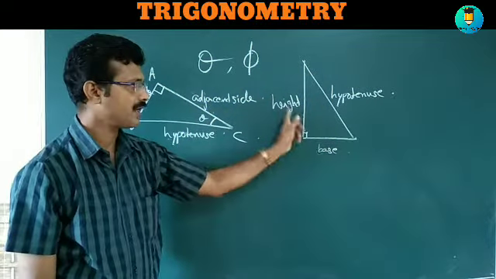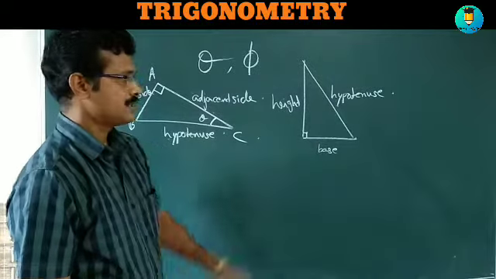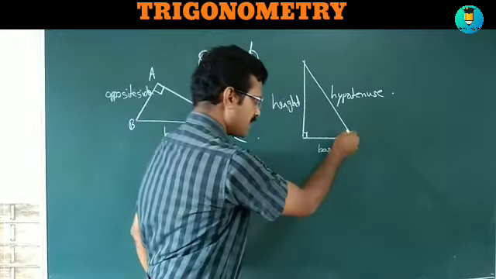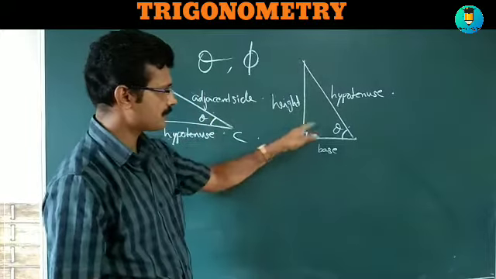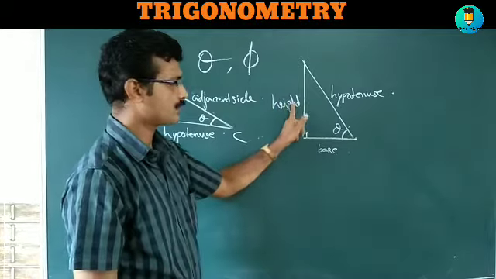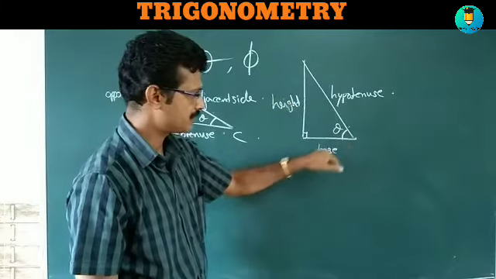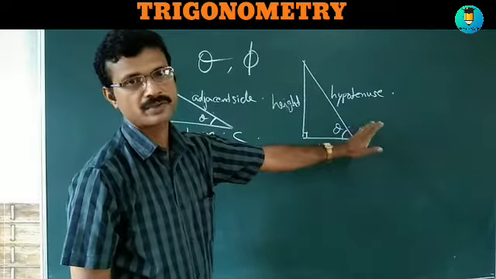I will not go for height and base, since if I use height and base, many will have problems. So see here also, if I take this as theta, then we can say this is the side opposite to theta. So we say it as opposite side, and this is near to this angle, so we say it is adjacent side, and this is always hypotenuse.